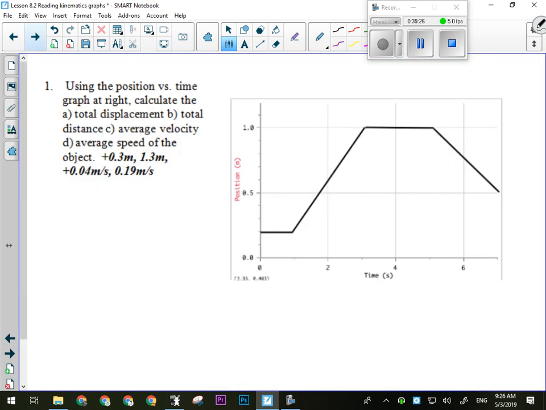I want you guys to try to do this question here. I've got a position versus time graph. I want you to calculate the total displacement, the total distance, the average velocity, and the average speed of the object. The answers are there in bold, so you can see if you did it right or not. I'll give you a couple minutes on that, and we'll go through it before the bell goes, hopefully.